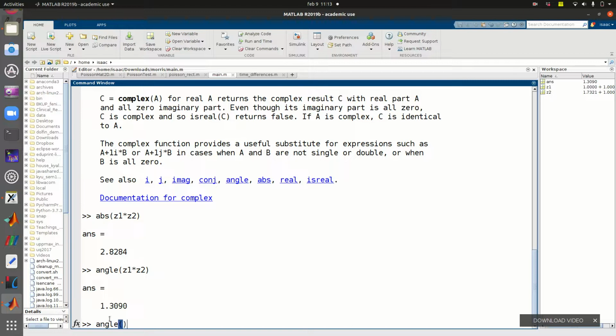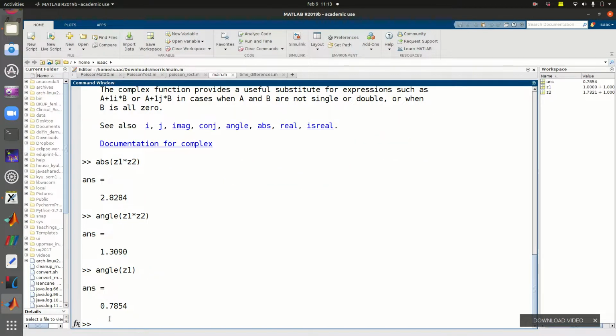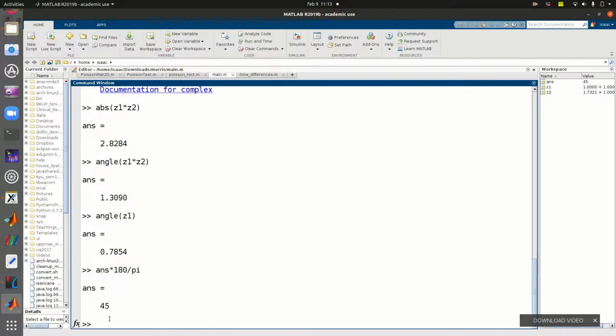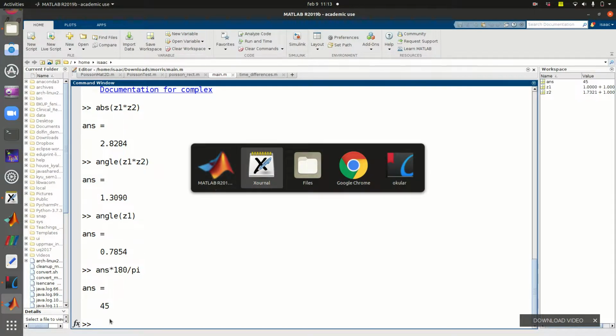Therefore, I expect this value here, if I say angle of z1, it should give me 45 degrees, but this is in pi radians. But we can convert it, because all we need is the answer. If I want to convert it to degrees, what do I multiply it by? I think it is 180 over pi, which gives 45. Okay, so it's good, you can just play around with some of this and see what you get.